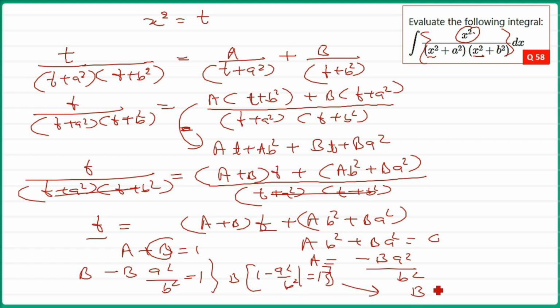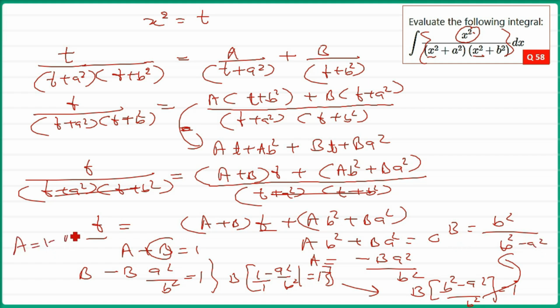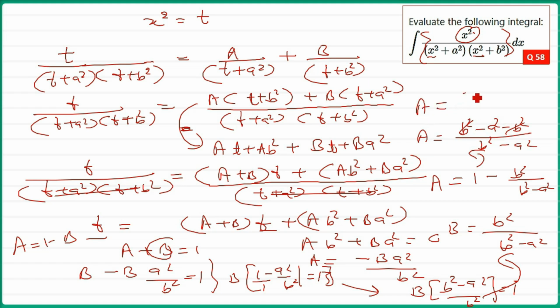That means b into b square minus a square divided by b square equals 1, and that will give you b as b square divided by b square minus a square. And a is what? 1 minus b. So 1 minus b square divided by b square minus a square. So b square minus a square minus b square divided by b square minus a square, this becomes a. You can cancel this out. Now a has come as negative a square divided by b square minus a square.